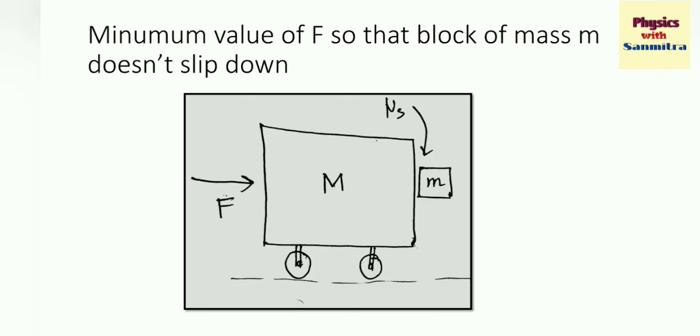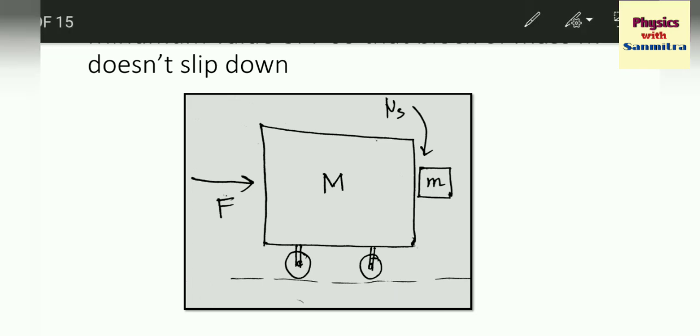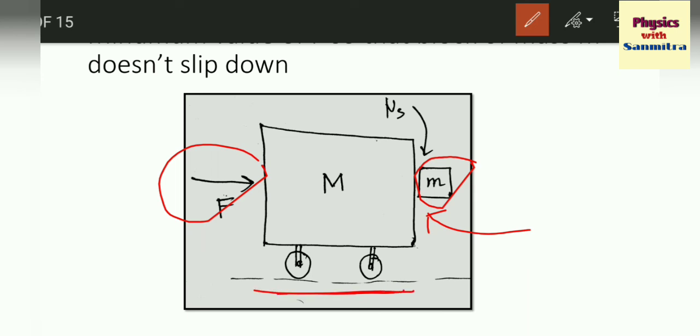Now the next question. Find the minimum value of F so that the block of mass m does not slip down. See, we have a cart that is having a mass m. We have another block of mass m which is kept just like that without any support. But there is friction between the two blocks, the bigger block and the smaller block. Now we are applying a force F here. There is no friction on the ground. It is having wheels. Nothing is mentioned, so no friction.